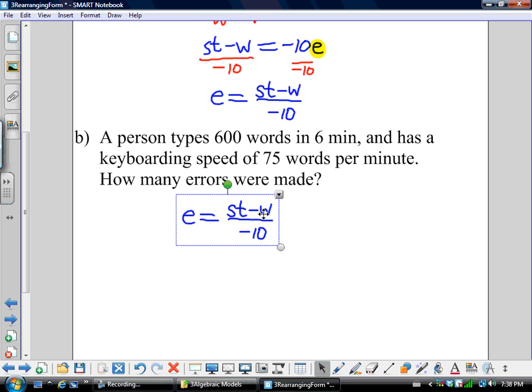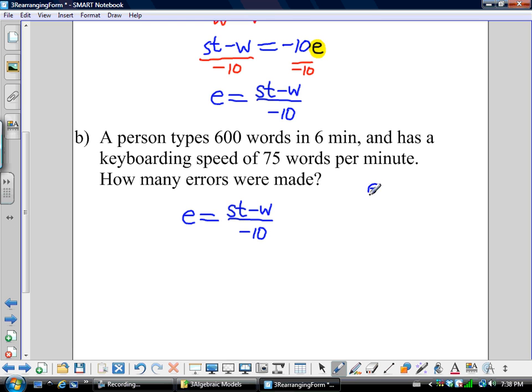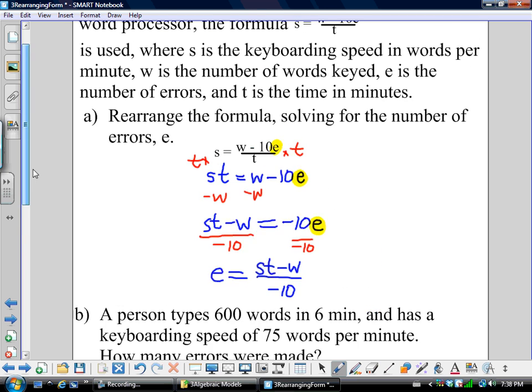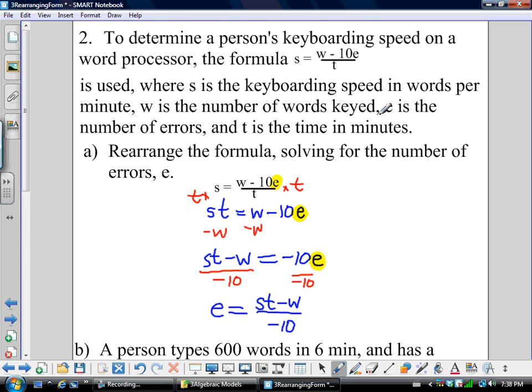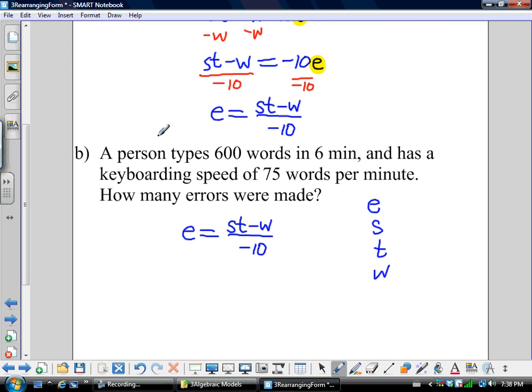So here it is, and just like the previous question, I'm going to write down on the right-hand side my letters so I can then determine what I have. So E, an S, a T, and a W. And I need to determine what each one of those letters stands for. Well, E, if I go back to the question and find E, there's the E. E is the number of errors. Well, in this question, I want to determine how many errors were made. So I'm going to put a question mark there.